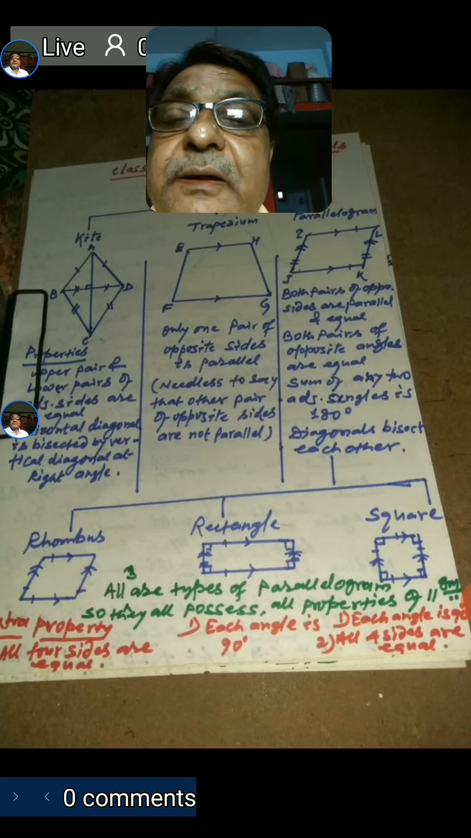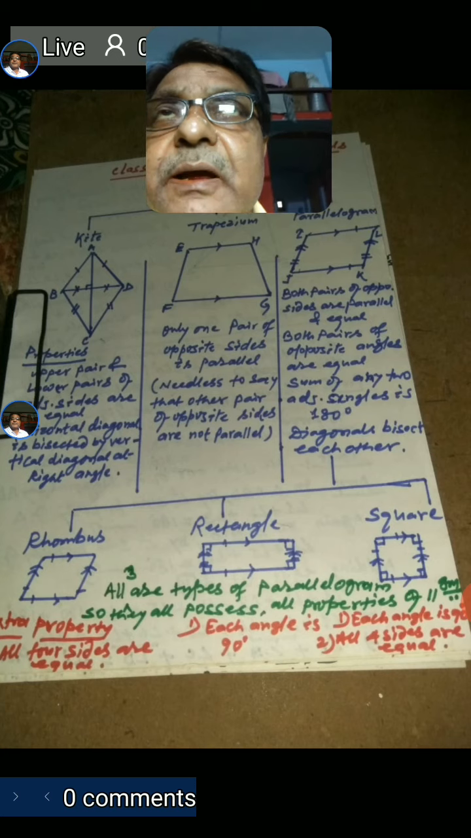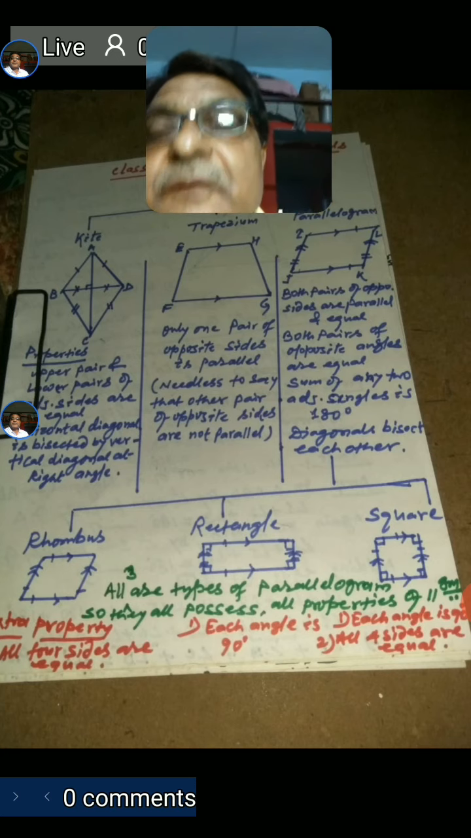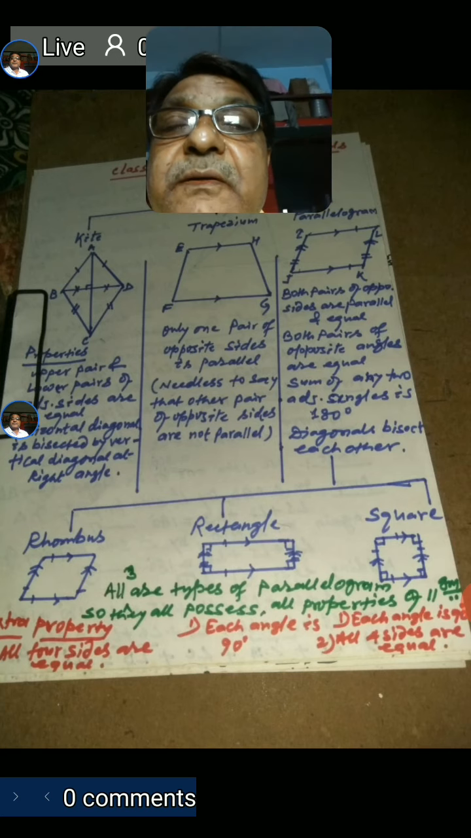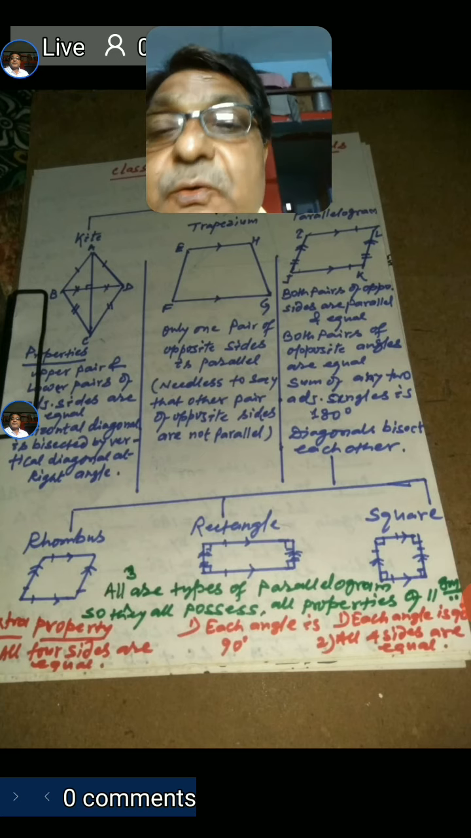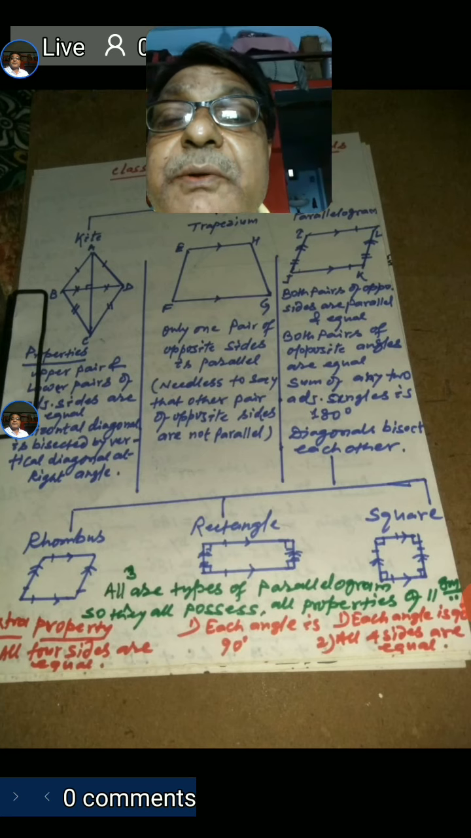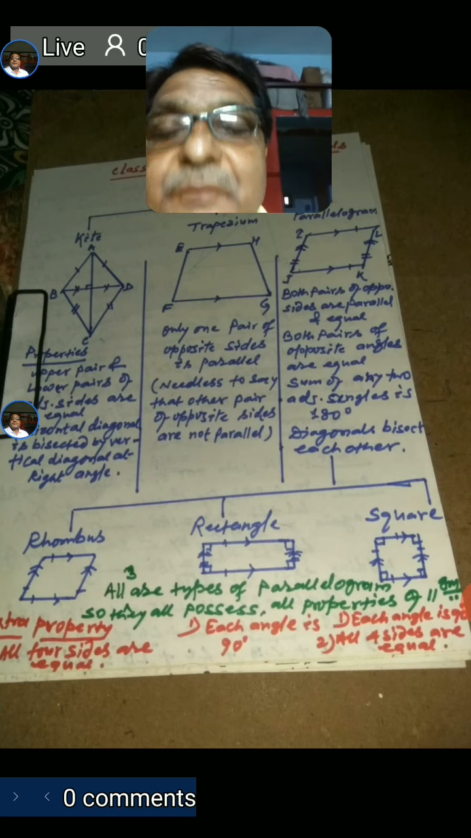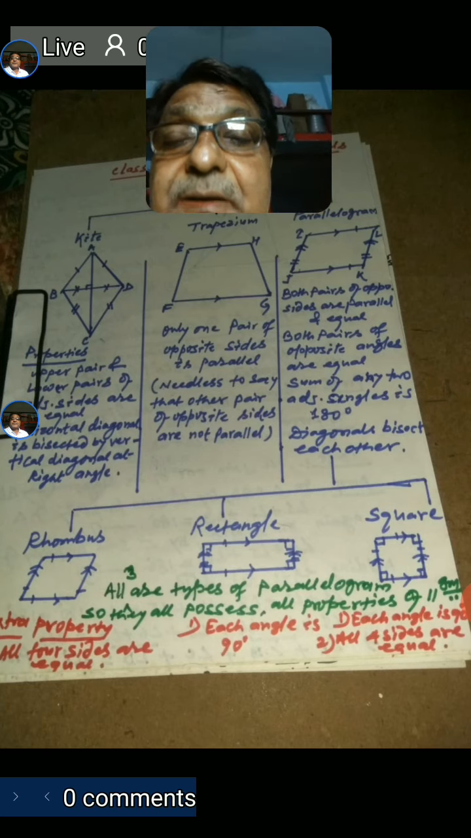So we may say that a rhombus is what? A rhombus is a parallelogram with any two adjacent sides equal. That is one additional property compared to a parallelogram that the rhombus has, that its two adjacent sides are equal. So whenever we have a parallelogram and its two adjacent sides are equal, it means it is a rhombus. Is it okay, students?